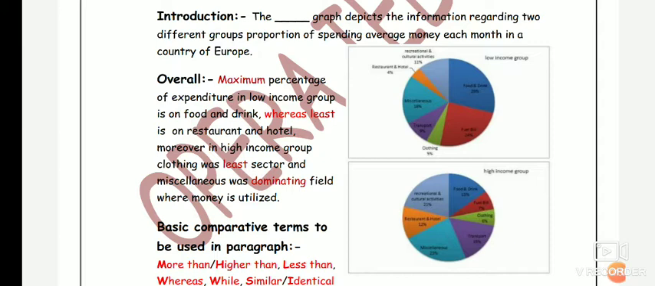Then, moreover, I have additionally added the second pie chart. In the high income group, clothing was the least sector, and miscellaneous was dominating the field. Dominating means it is leading. So I have written an overall with the striking features which I can see.